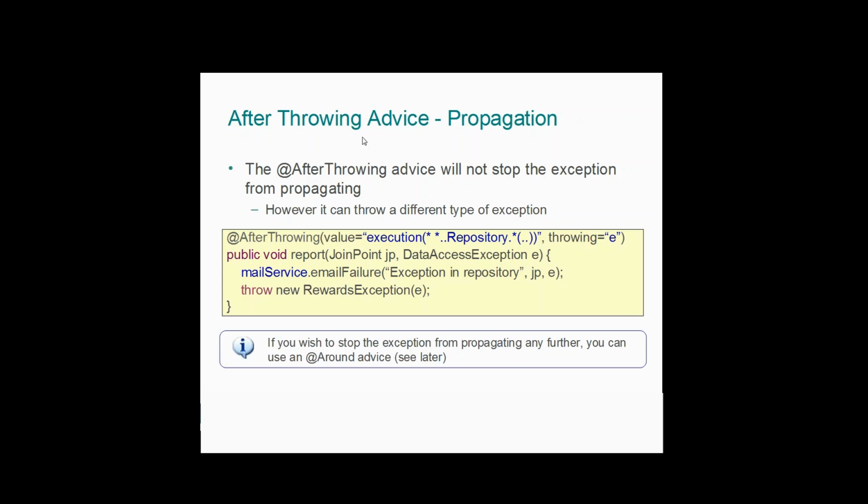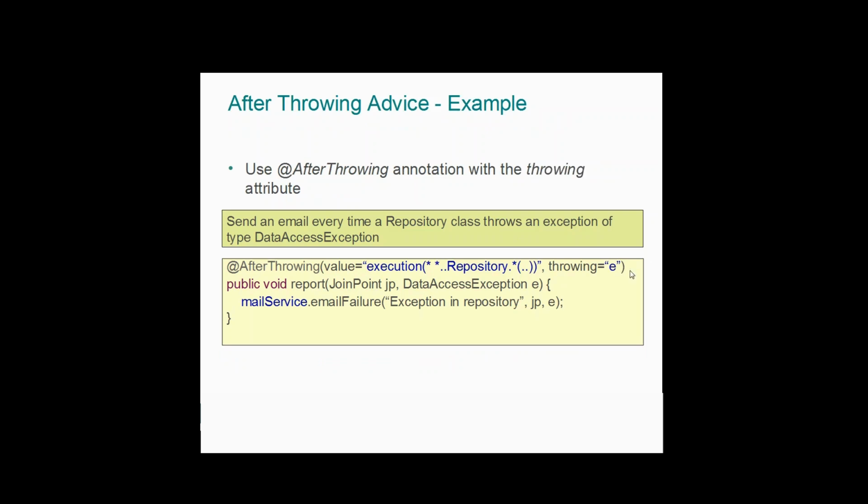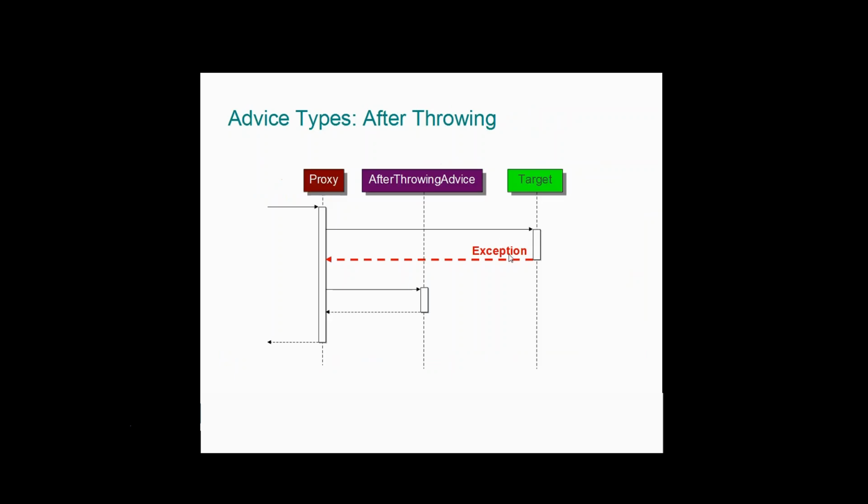In the after throwing, if you look here, the target method throws an exception. When you perform this after throwing, you cannot nullify this exception. The exception will always be propagated to the calling method. Whoever is calling that function will get an exception. You cannot catch it and nullify it. What you can do is take this exception and rethrow a different exception. That is possible. Instead of this exception, whatever exception you throw inside the after throwing advice method gets thrown.